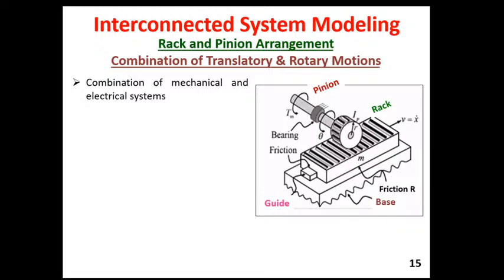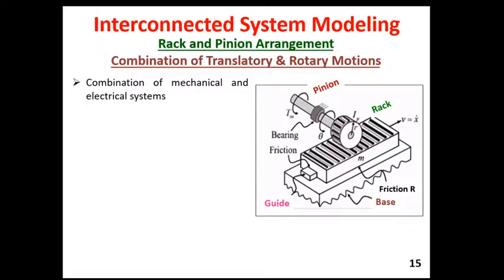Now let us do a little bit more complex modeling, and there is no more complex modeling than combining systems. So these are the two systems where you can find a rack and pinion arrangement. What is rack and pinion? A pinion and rack arrangement is actually a combination of mechanical and electrical systems. What is the mechanical system?